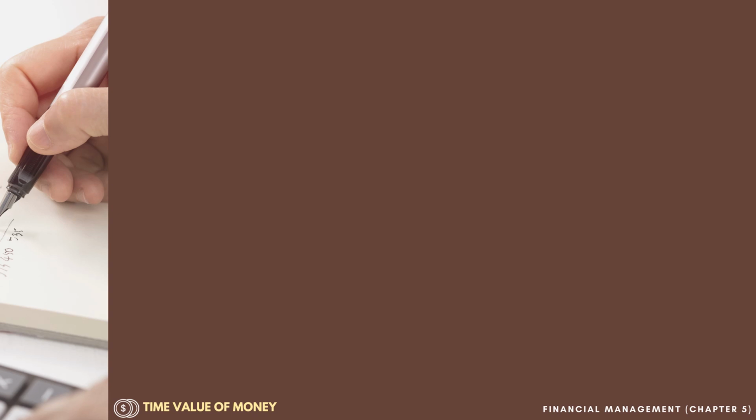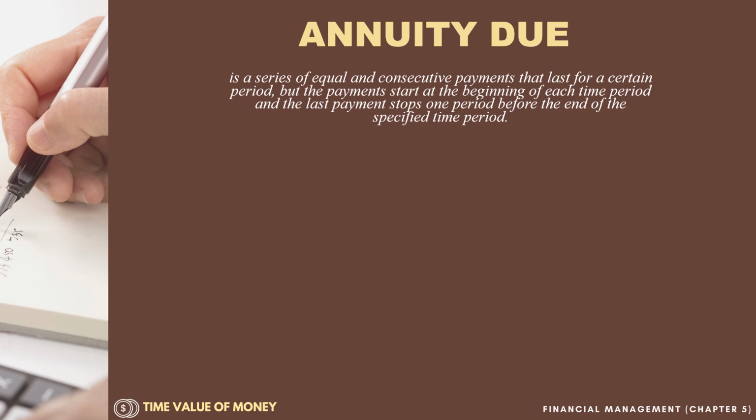Now let's go to the third category for the time value of money, that is the annuity due. Now an annuity due is a series of equal and consecutive payments that last for a certain period, but the payment starts at the beginning of each time period. So annuity due is just the same as the ordinary annuity, but the difference is that for annuity due, the payments are made at the beginning of the year. Okay, for the ordinary annuity, payments are made at the end of the year. So for annuity due, the last payment also stops one period before the end of the specified time period.